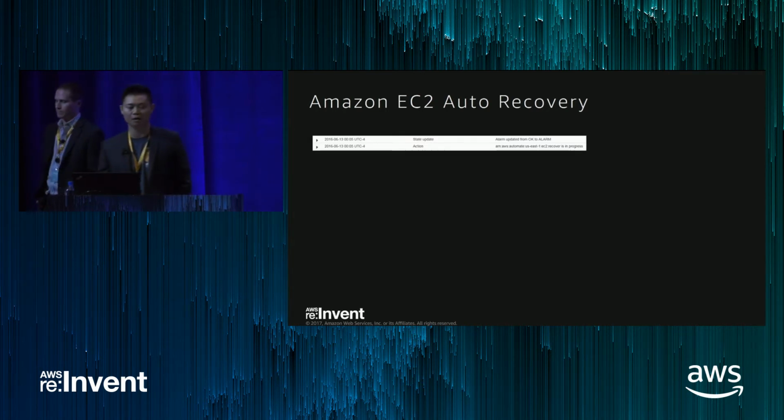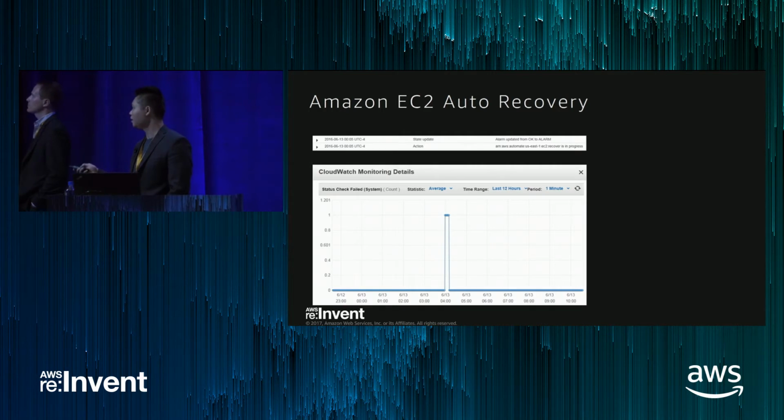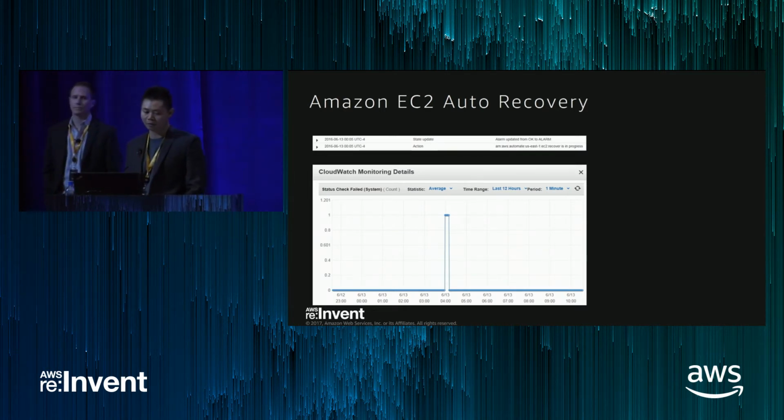So let's take a deeper dive and look at a real live auto recovery alarm being fired off at a customer's site, right? So here's the first one. The status update went from OK to alarm. And then the alarm action is EC2 auto recovery is in progress, okay? And then the next one is from the CloudWatch monitoring dashboard, right? You can see when the alarm fired here, that's the whole duration of the alarm. And at the end of that duration, HANA is essentially back up and available again, right?